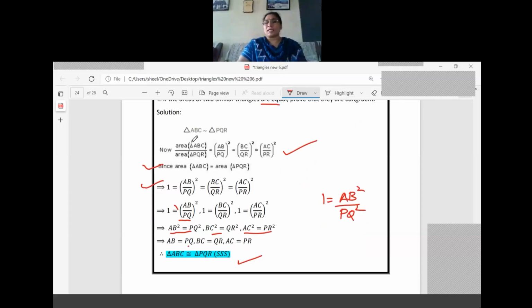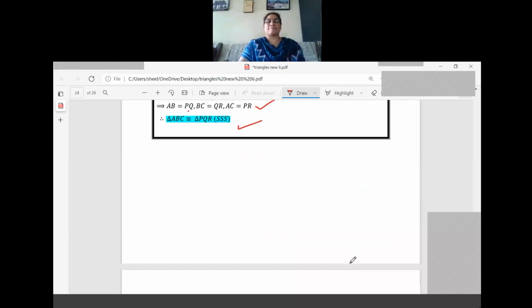So, the two similar triangles' areas are equal, prove that they are congruent also. That means the left side becomes 1, right? Because they are equal, these ratios are equal to 1 only. Now AB by PQ whole square equals 1. That means AB square equals PQ square, or we can say AB equals PQ by taking the square root. All three sides are equal. What is the result? Triangle ABC is not similar to triangle PQR, it is congruent. Triangle ABC is congruent to triangle PQR by SSS criteria.